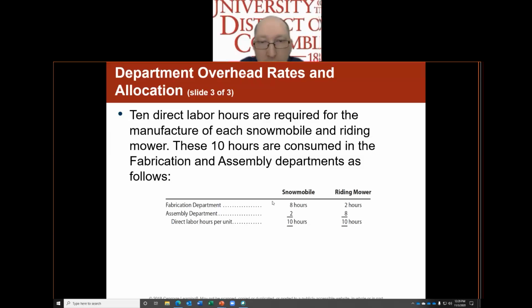Now, we said that each unit takes 10 hours to produce. That's still true. But the difference here is that of the 10 hours it takes to produce each unit, we allocate a certain number of hours to the fabrication department and a certain number of hours to the assembly department. For snowmobiles, we allocate 8 hours to fabrication and 2 hours to assembly. In the riding lawnmowers, we allocate 2 hours to fabrication and 8 hours to assembly. There's still 10 hours per individual unit.